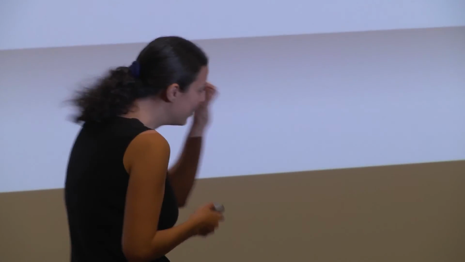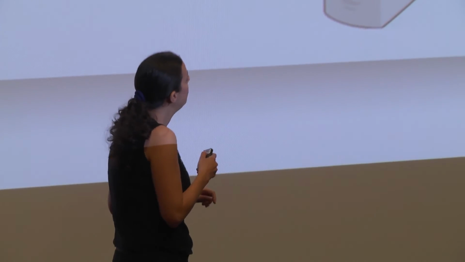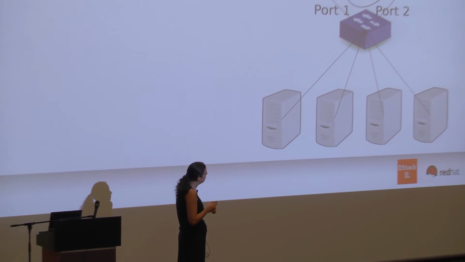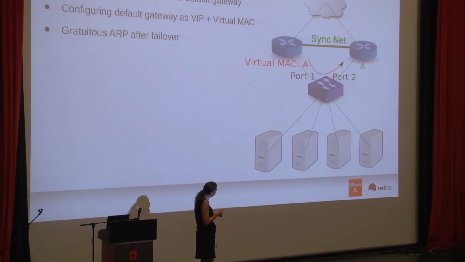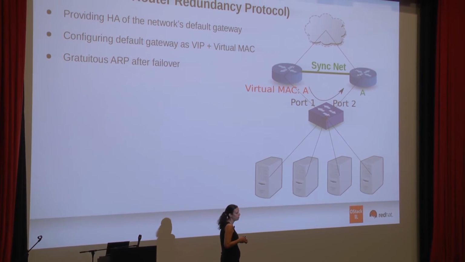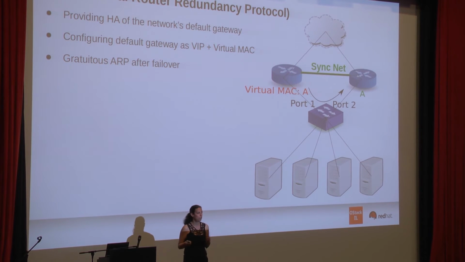So this is really fast how VRRP works. Maybe just one more note. Once the master goes down, the backup becomes the master and sends a gratuitous ARP message to the physical port and updates the table in the port. And the transition is completed.